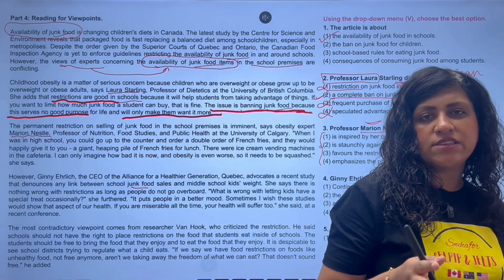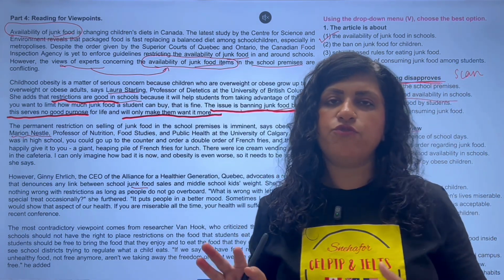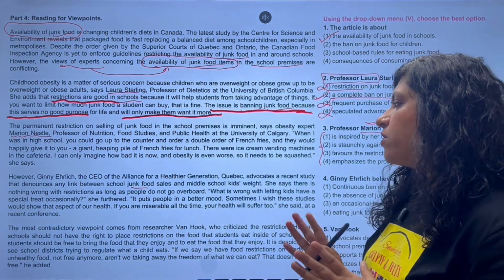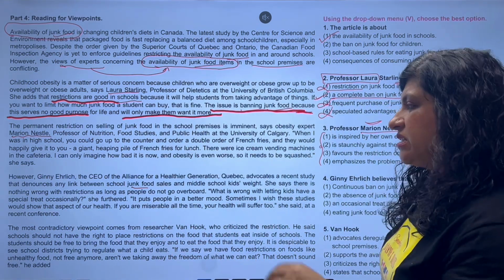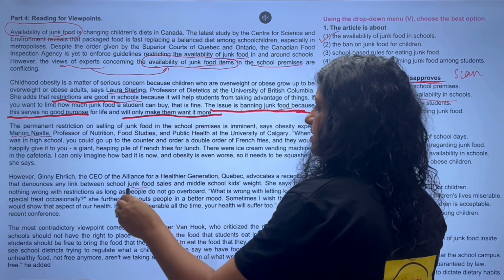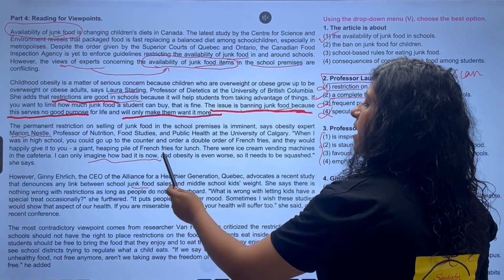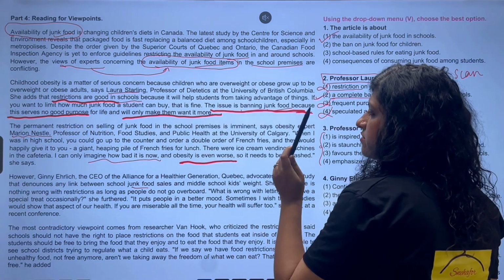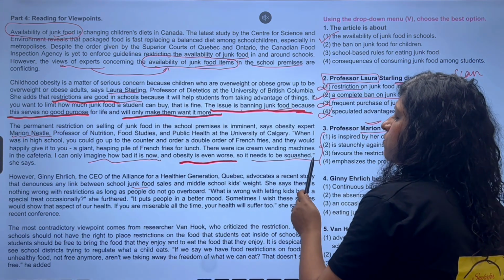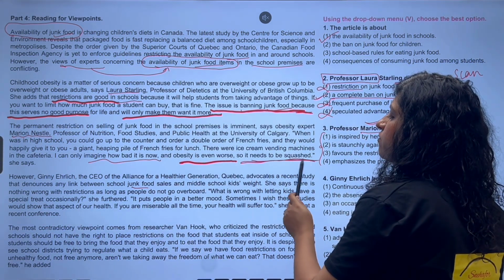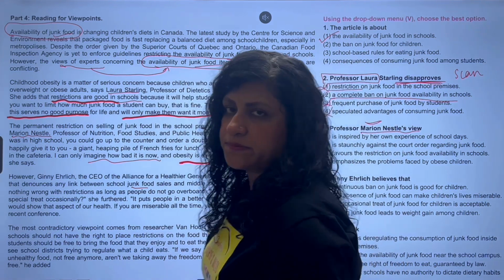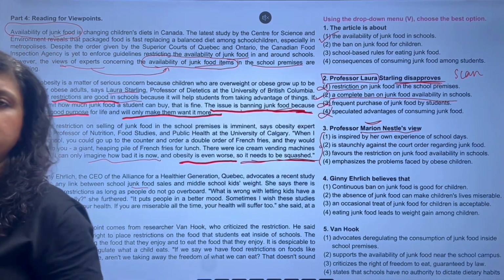That when she was in high school, getting junk food in the school cafeteria was not at all a problem. But now, in the present, she says that the situation is really bad. Obesity is even worse, so it needs to be squashed. That means the availability of junk food needs to be stopped. It needs to be discontinued.